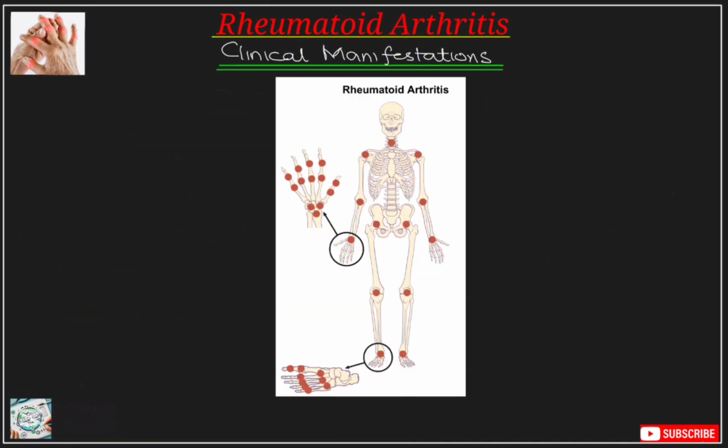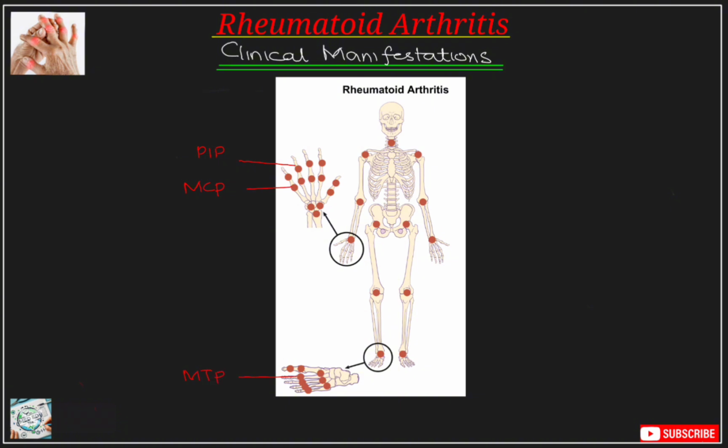Moving forward, RA has a very specific pattern of joint involvement, which helps in distinguishing it from other types of arthritis. Early in the disease, RA targets small joints, especially of the hands. That includes the metacarpophalangeal joints and the proximal interphalangeal joints. It also involves the joints of the feet, like the metatarsophalangeal joints.